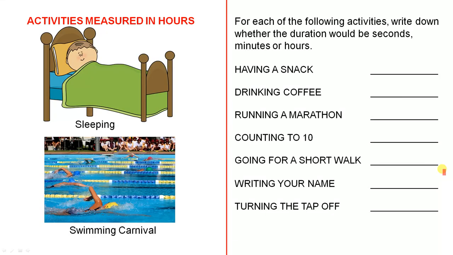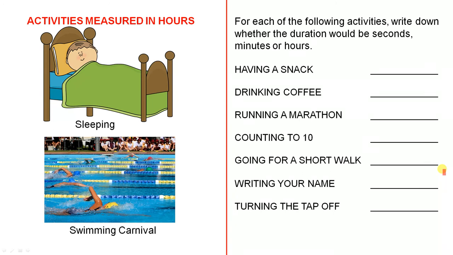Activities measured in hours. So when you sleep at night, you normally sleep, say, between 8 or 10 hours on average. So you would use hours to measure how long you sleep. And a swimming carnival, that might go for a number of hours, say 3 or 4 hours.